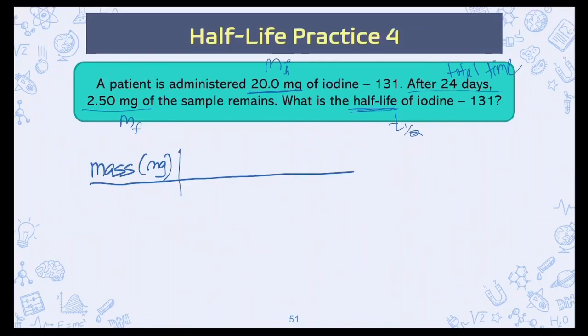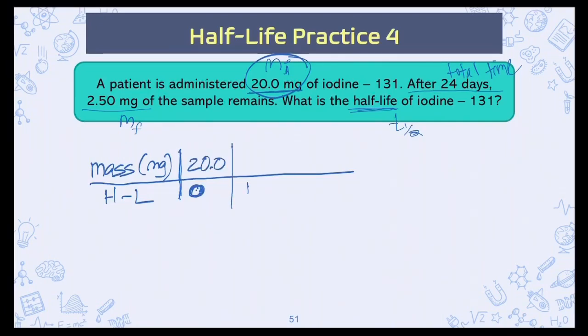And our bottom row will be the number of half-lives. Now, we always start at 0 half-lives. Don't forget that. This is a common mistake. People forget the 0. So at 0, that represents the beginning. No time has elapsed. At time 0, we have the original amount or the initial amount, which is 20 milligrams. So we'll start there. 20 milligrams is present.